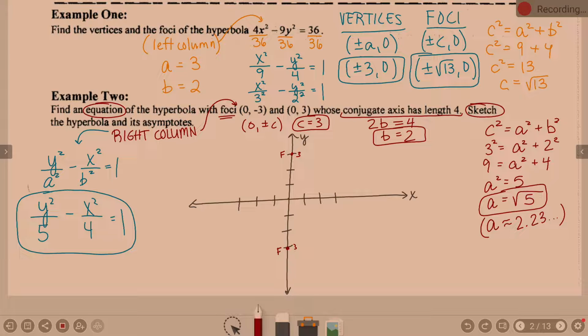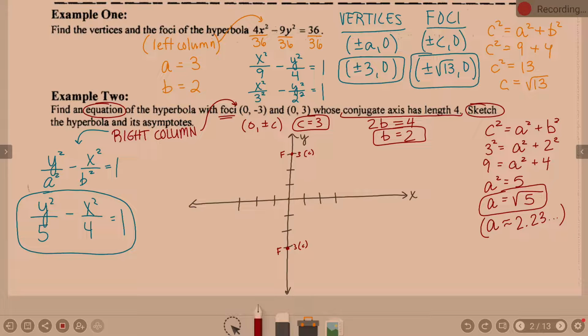And those were foci, right? Sometimes label them with F for foci. Keep in mind, your foci are also your C value, right? So even if it doesn't tell you what your foci are, as long as you know your C value, it tells you how far to count out for your foci. So you count out C from the center.